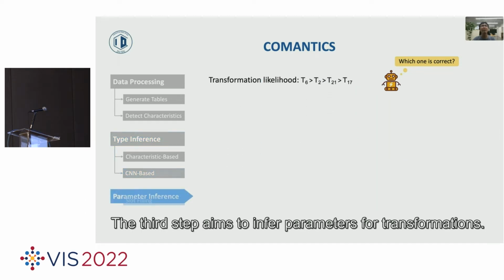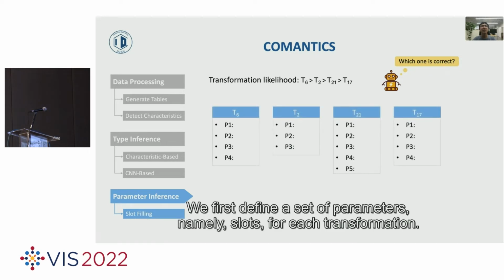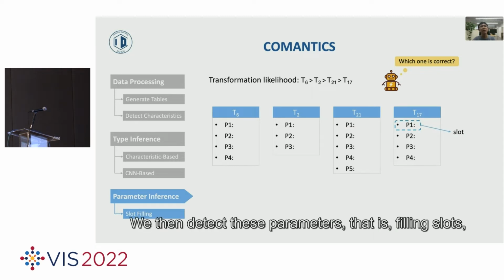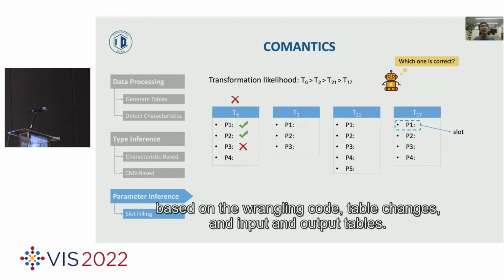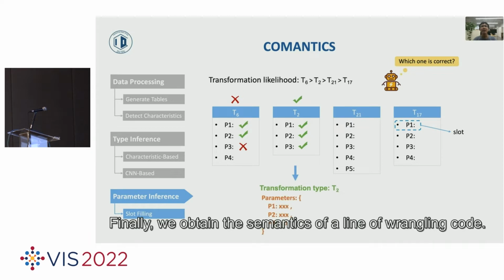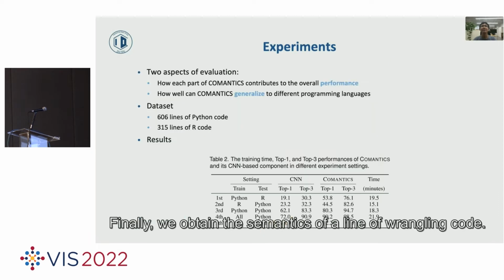The third step aims to infer parameters for transformations. We first define a set of parameters, namely slots, for each transformation. We then detect those parameters, that is, filtering slots based on the wrangling code, table changes, and input and output tables. Finally, we obtain the semantics of a line of wrangling code.